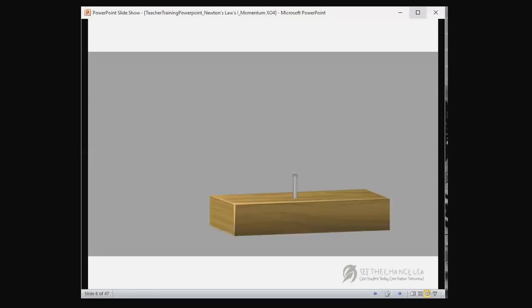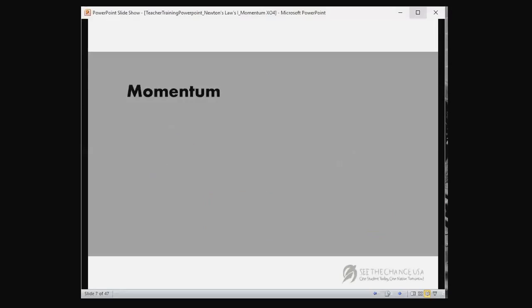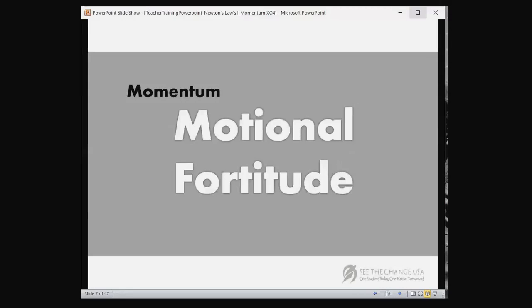Okay, so imagine you have a hammer and that hammer has a mass. If this hammer was moving with a specific velocity, then this hammer would have what is called momentum. Momentum is defined by motional fortitude. So the hammer is going to continue to move until something stops it, and hopefully it's the nail.